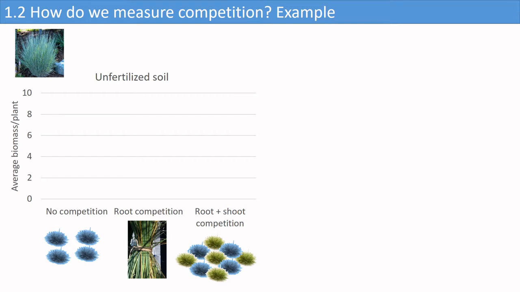They went into prairie fields where this bluegrass is growing, and they made three experimental treatments in nature. So one was no competition, where the researchers removed all vegetation except for the bluegrass. Then there was competition below ground and above ground, where they didn't change anything. So the bluegrass, which is in blue here, is competing with all other grasses that grow in the same field, underground with the roots and above ground with the green parts.